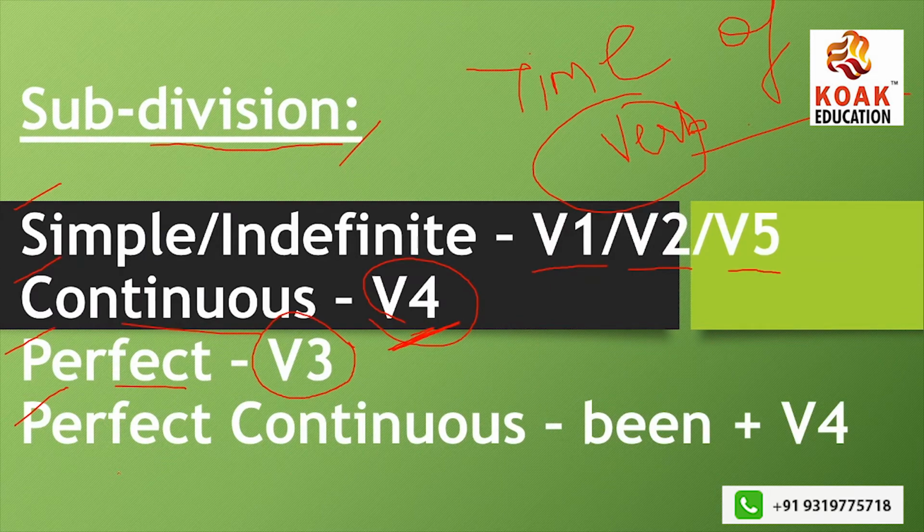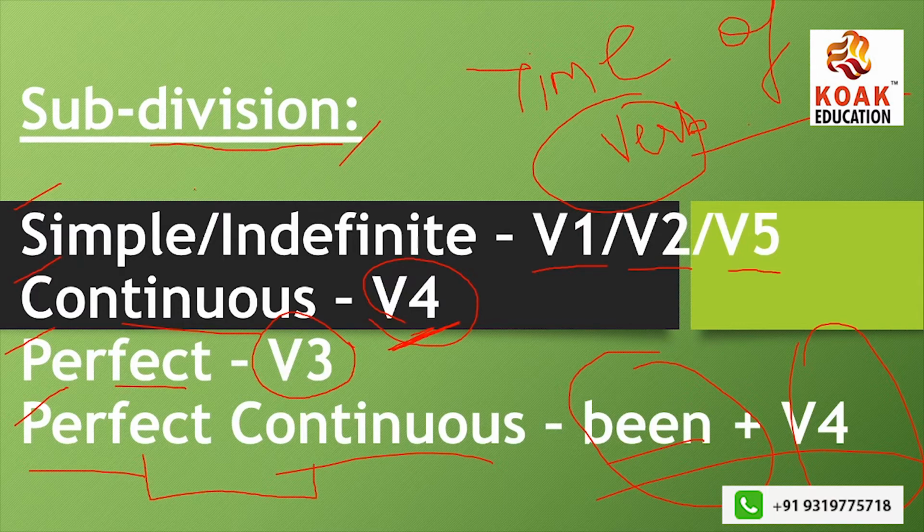In case of perfect continuous, it is a blend of perfect and continuous tense. So this is verb's third form. Helping verb's third form is been, and continuous ing form is used. So basically here what we do is, in case of perfect continuous, we use been plus fourth form, which is been plus ing form. Okay, because it is a blend of two tenses, perfect and continuous. Alright, that is the reason we use been plus fourth form of verb.